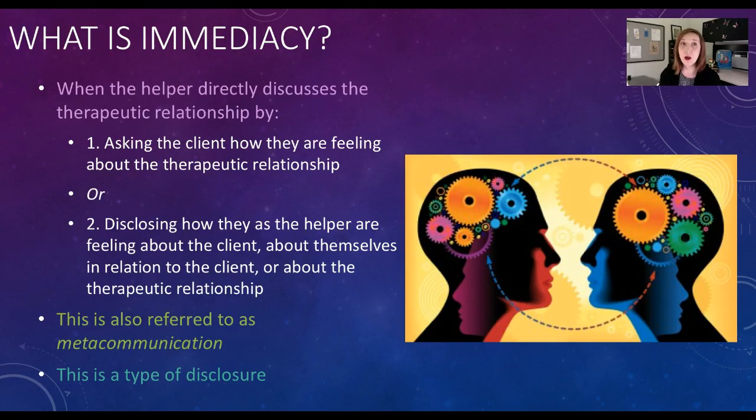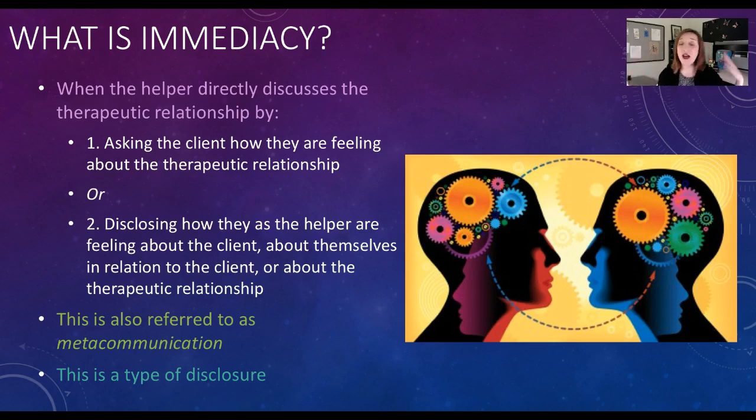So first, immediacy. What is immediacy? This can actually be a really important, really useful skill, but it's kind of high stakes. It refers to when the helper directly discusses the therapeutic relationship in some way. So that makes sense. I'm immediately talking about what's going on in my relationship with the client.